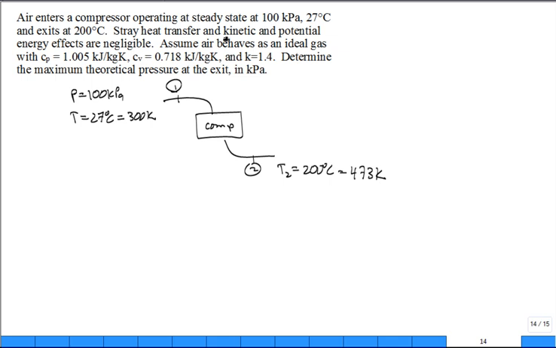So Q dot equal to 0, change in kinetic equal to change in potential equal to 0. Assume ideal gas. Air behaves as an ideal gas with these values of Cp, Cv, and k. Determine the maximum theoretical pressure at the exit in kilopascal. Well, whenever you see the words maximum theoretical pressure, that just cries out second law. Maximum, you're going to get best performance when sigma dot is minimized, when it's reversible, when there are no irreversibilities.